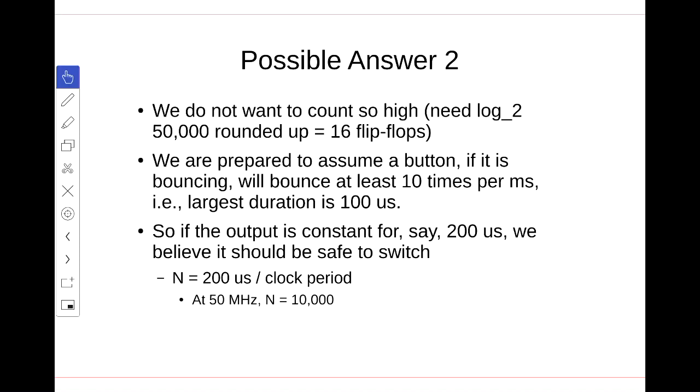That we can assume that this is true at least most of the time. That means that the largest duration I need to watch out for is not 1 millisecond, but 1/10 of that. And so I can say, well, if the output's constant for at least 200 microseconds, then it should be safe to switch that switch. On the rare occasion that my switch doesn't bounce at least 10 times there, it might not work.